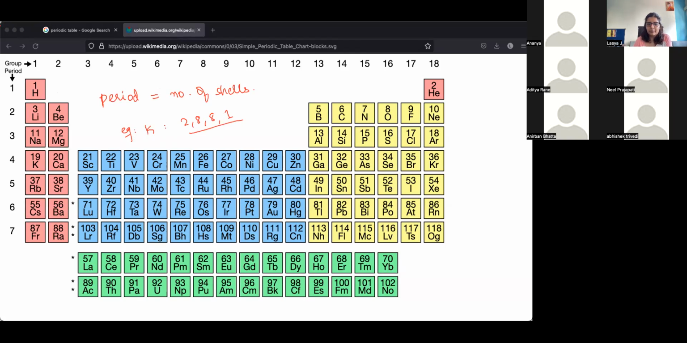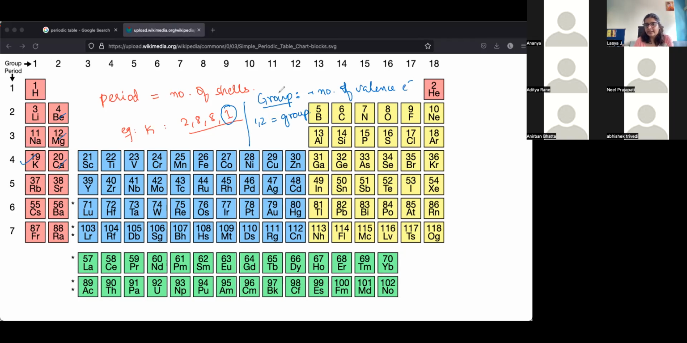Now coming to the group. In group, there are two cases. This will depend on the number of valence electrons. If it is 1 or 2, it's pretty direct. That is equal to which group it's in. Like potassium has 1 electron in its valence shell, so it is in the first group. Same with 2 electrons: beryllium, magnesium, calcium, all of these are in the second group.